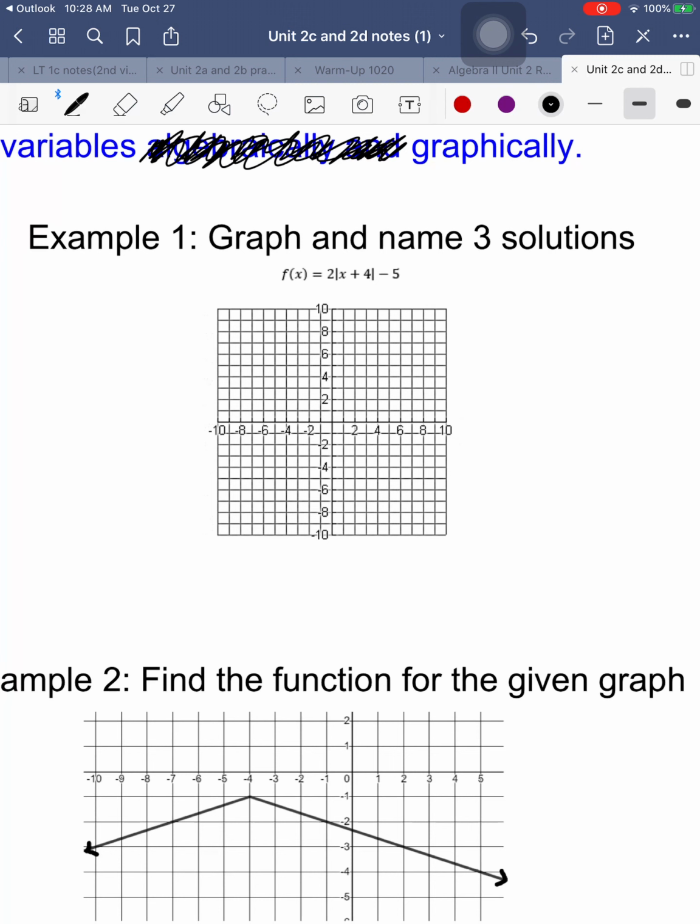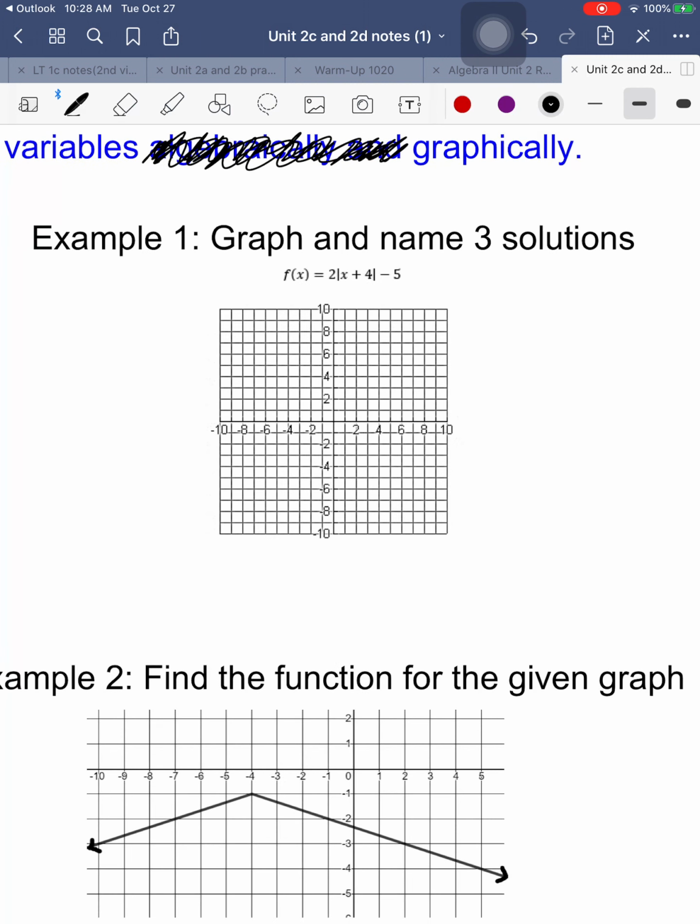All right, let's work on 2C. Welcome to Mr. Johnson's notes. Solve absolute value equations in two variables graphically. I erased out the "algebraically." We did that on 2A and 2B, or 2A.